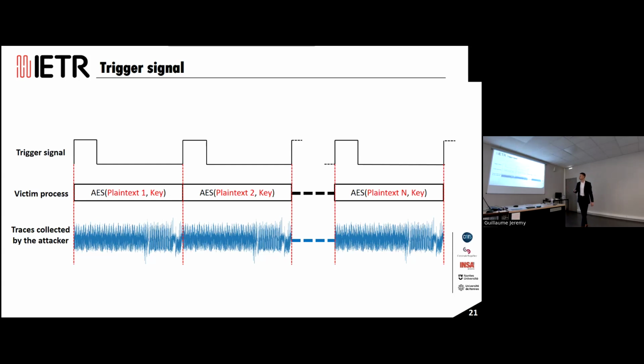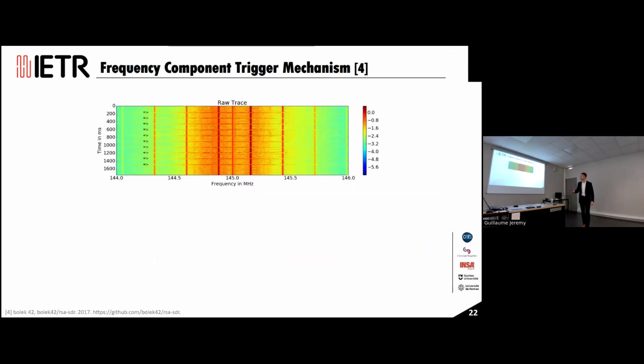To avoid the trigger signal, in previous work on screaming channels, they used another method that we call the frequency component trigger mechanism. It consists of finding, in the RF signal from the victim, a frequency component where we have a signal that acts as a trigger signal.